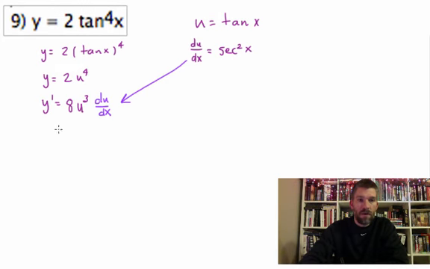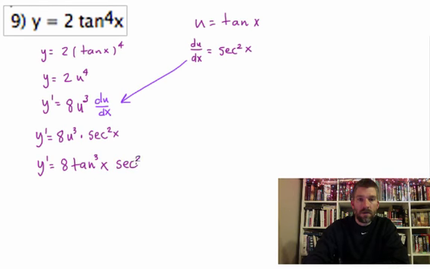So to finish this problem off, we would just simply say, hey, y prime is equal to 8u cubed times secant squared x. Now, our original problem didn't have any u's in it at all. In fact, it had x's everywhere. So we're going to finish this problem off by substituting back our u. So y prime is 8 times tan cubed x times secant squared x. That's pretty much the only way to write this one.